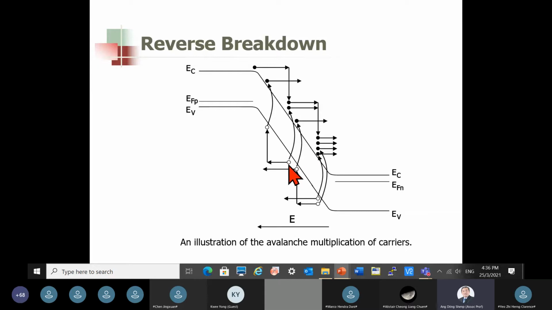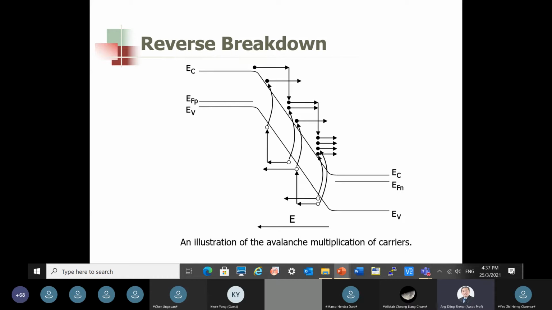Now, not to forget, the holes that are created by the impact ionization can also get accelerated by the electric field to high energy, causing impact ionization. Right, so this arrow here represents this hole being accelerated to very high kinetic energy. Right, so at this point, this excess kinetic energy is imparted to another valence electron, causing the generation of electron-hole pairs. All right, so both the holes and electrons that are created by impact ionization can themselves create more charge carriers through further impact ionization.